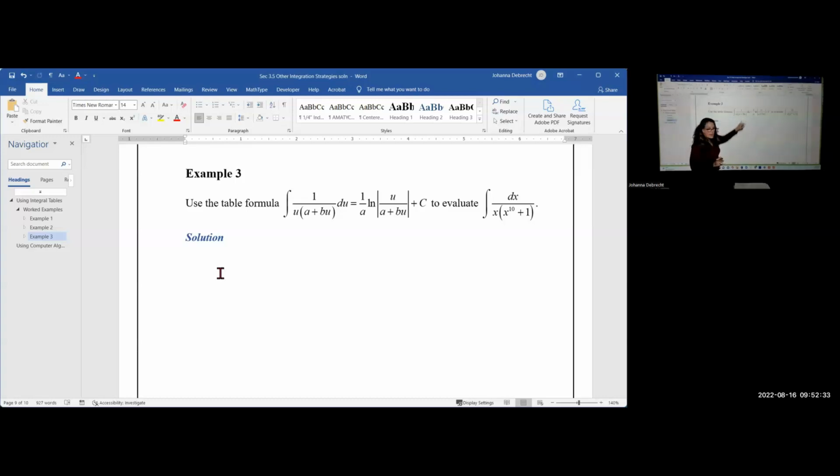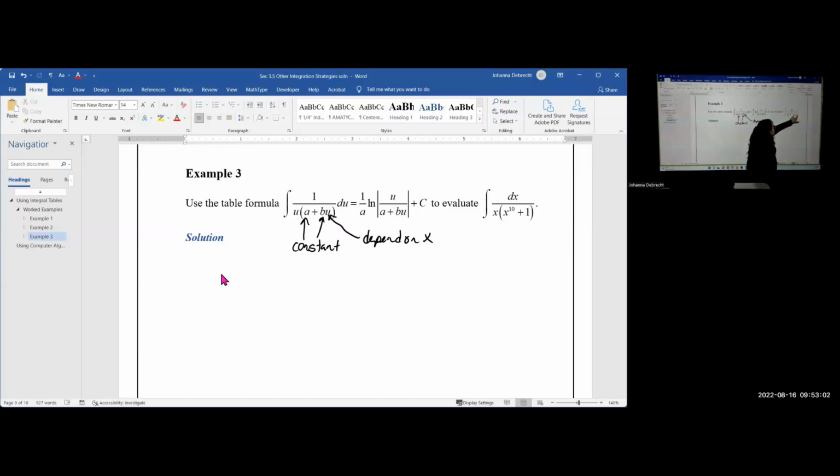Well, first off, A has to be a constant, and B has to be a constant, and U has to depend on X. It doesn't have to be X, it just has to depend on X, have an X in it. So I've got a constant plus a constant times something with X in it. Okay, I'm going to start in the parentheses.